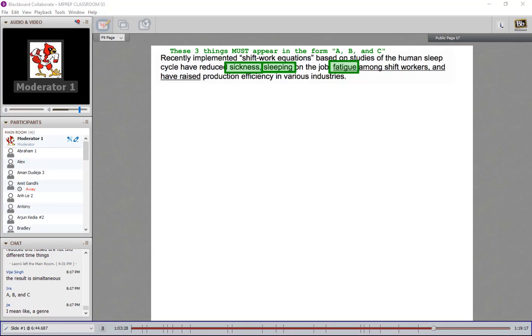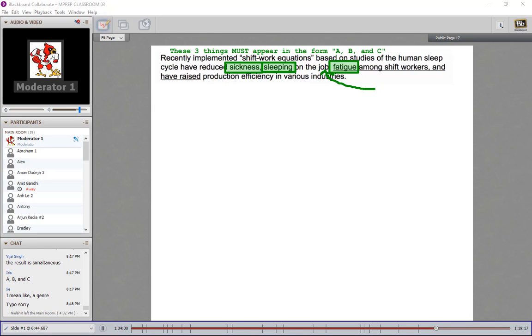I'm sorry, but I don't understand what you are asking. These have to be in this form. They have to be A, B, and C. So that means that it has to say sickness, sleeping on the job, and fatigue. It doesn't matter that the word "and" is not here right now. It has to be there. If it's not there, this is incorrect.